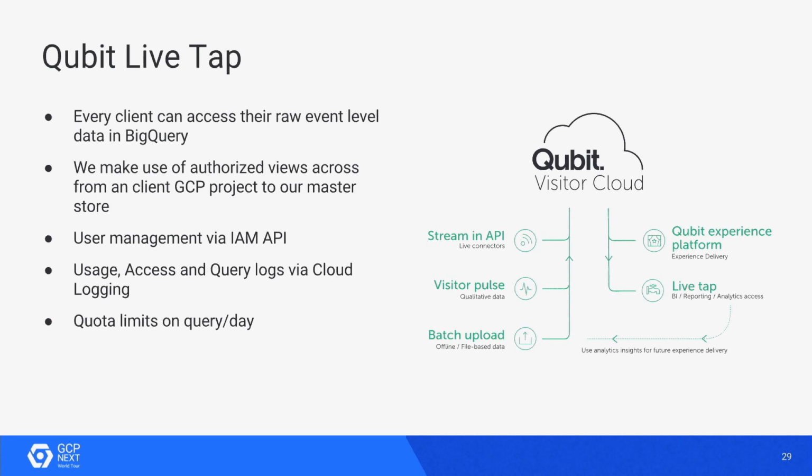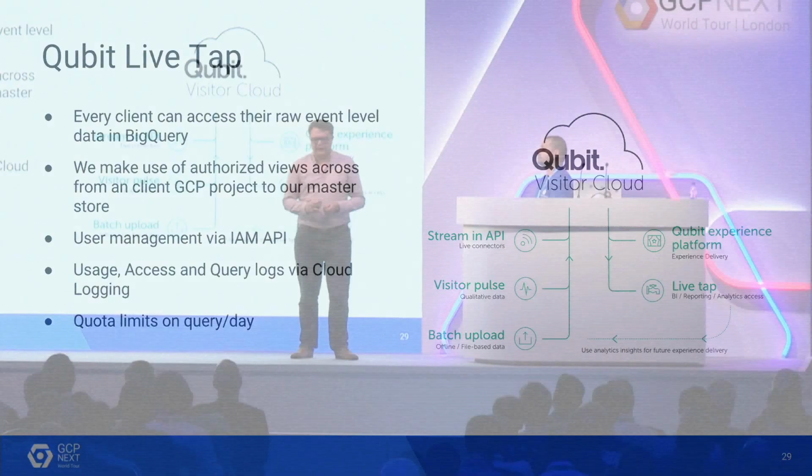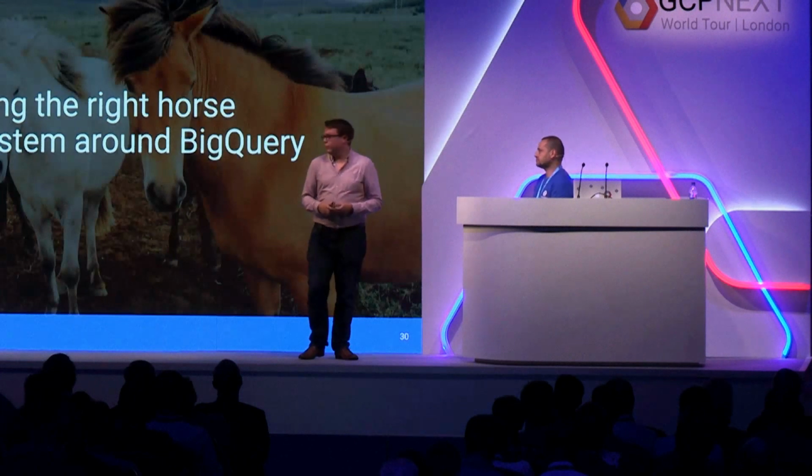But still, we are in the scope of the Google User Management IAM API kind of environment, so everything is secure. We have full logging and access and query logs through the Cloud Logging console, and things like quota limits are key to making sure we keep a handle on costs as clients start using more and more of their data. So by using Google Cloud in the way we do, our customers get to take advantage of the whole ecosystem. And ecosystem is a very important one for us.